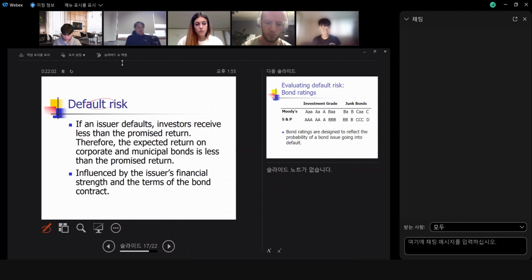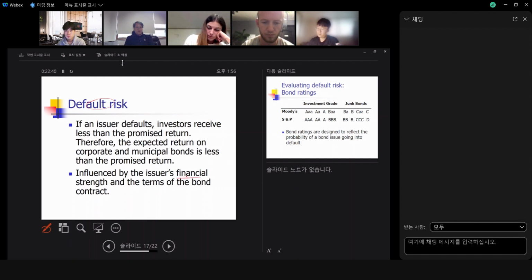Default risk is that if an issuer defaults, investors receive less than the promised return, right? So if the company that issued the bond goes bankrupt, then we cannot receive the interest and principal thereafter, right? So therefore, the expected return on corporate and municipal bonds is less than the promised return, influenced by the issuer's financial strength and terms of the bond contract.